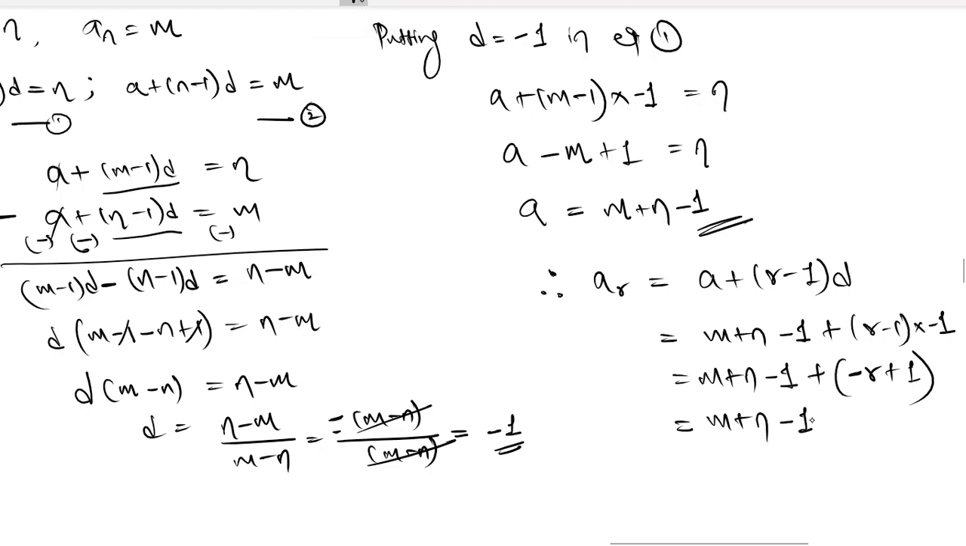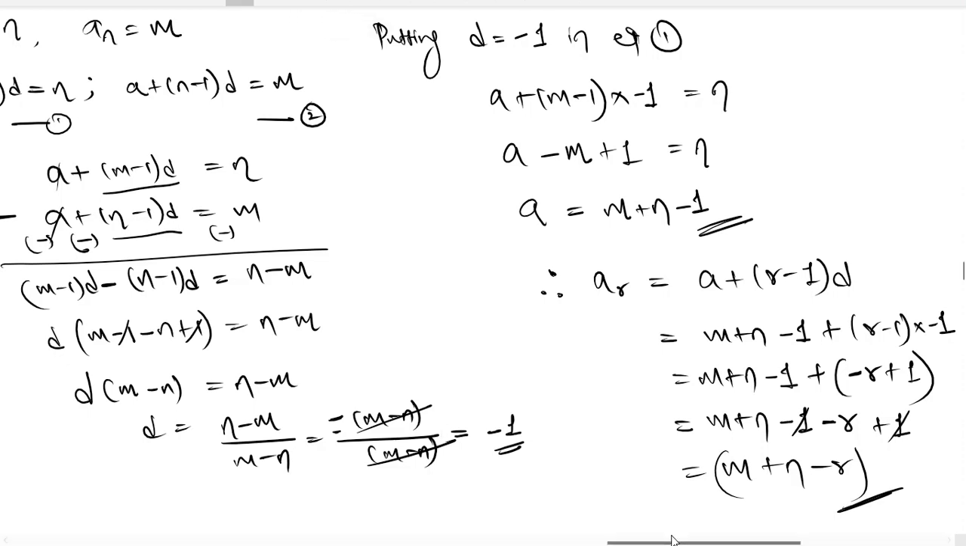Just a moment. Okay, m plus n minus 1 minus r plus 1. Minus 1 and plus 1 will cut, and I'll get the rth term as m plus n minus r. That is what I had to prove. If you read the question carefully, you have to prove that the rth term is m plus n minus r.